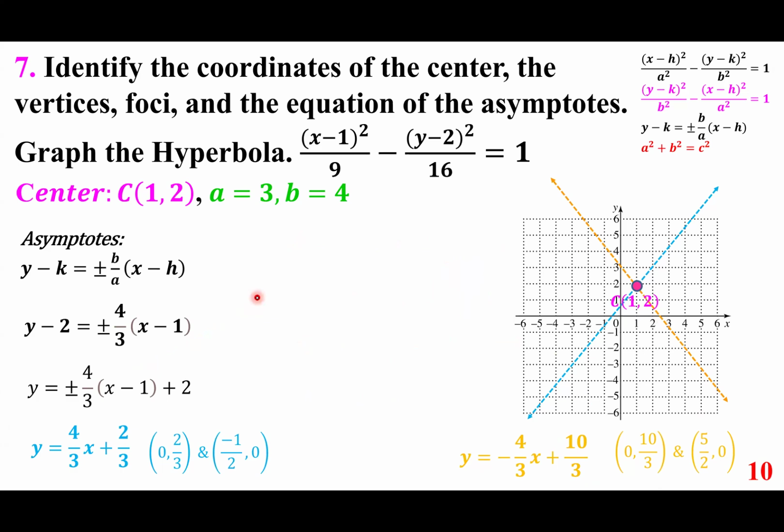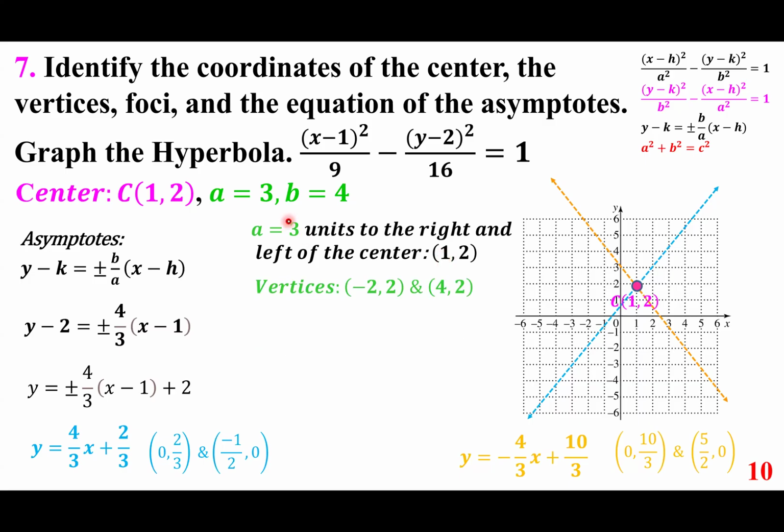All right. And so we know it opens sideways, and we are going to start from the center, okay? And because A is 3, we are going to go A units to the right and left of the center. And to do so, if I want to go to the right, that becomes 4, 2. If I want to go to the left, 1 minus 3, I need negative 2, 2. So I plot those two pairs. Here's my graph, and I'm done with the graph.